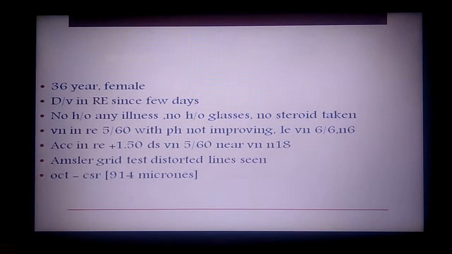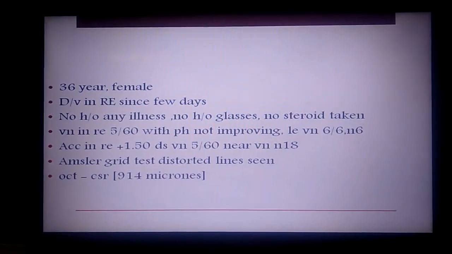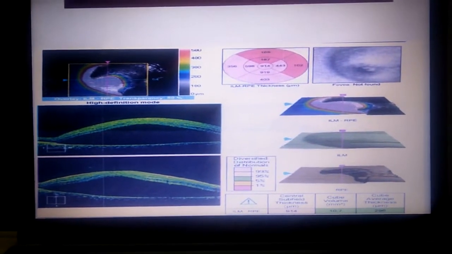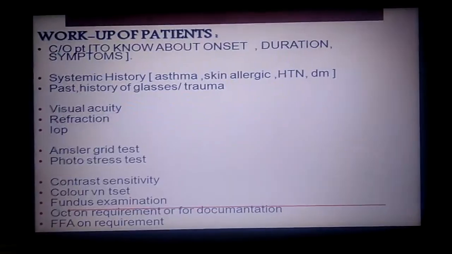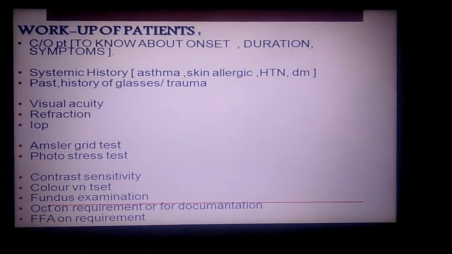In the Amsler grid test, distorted lines are seen, and OCT shows 914 microns. This is the same patient. Okay, that was to just see these two cases.